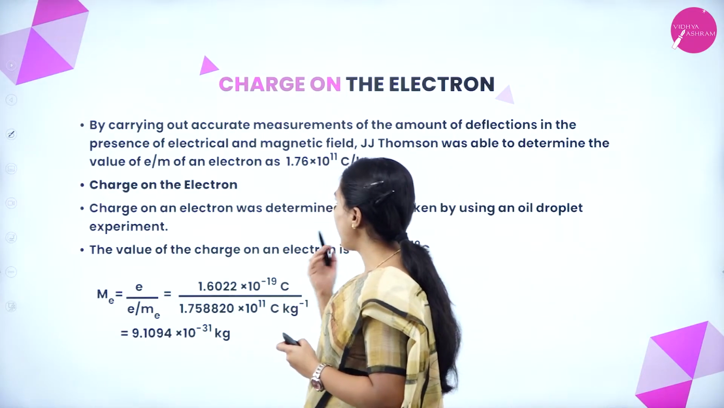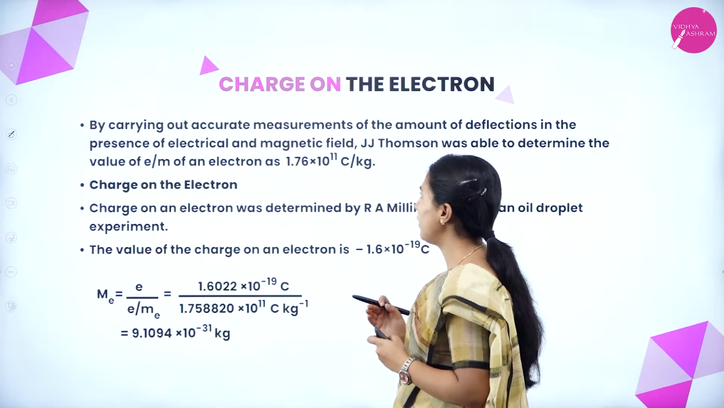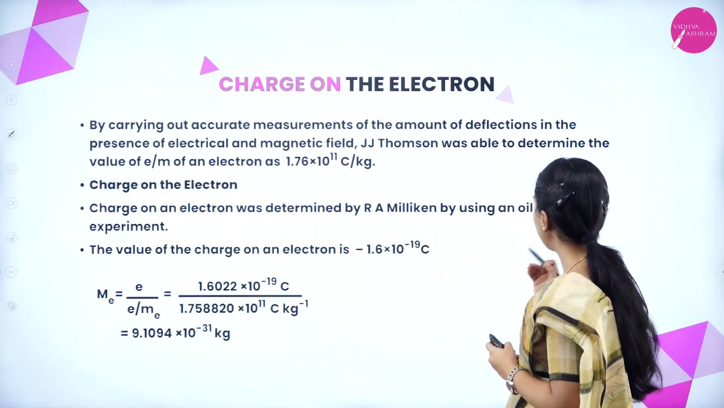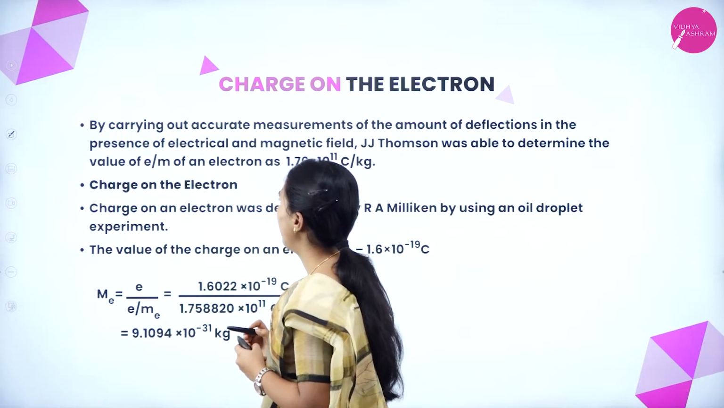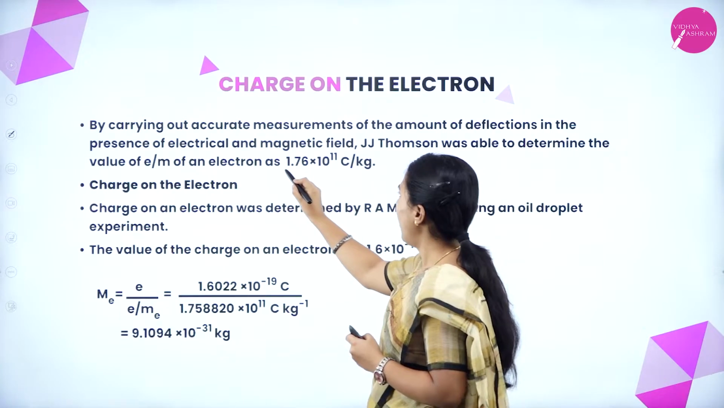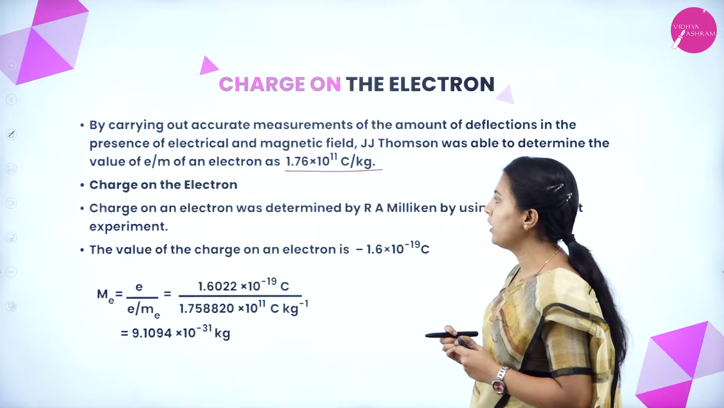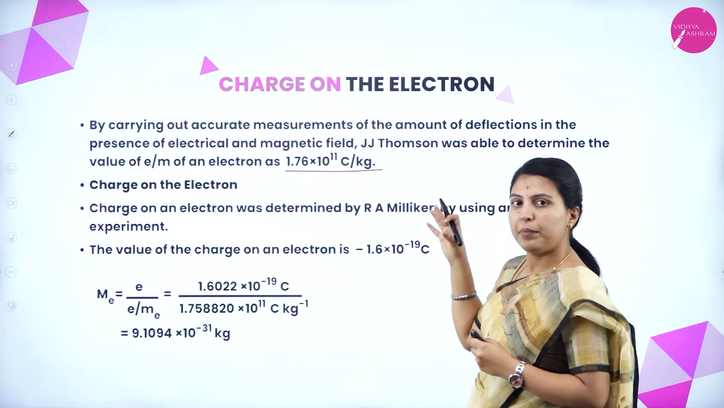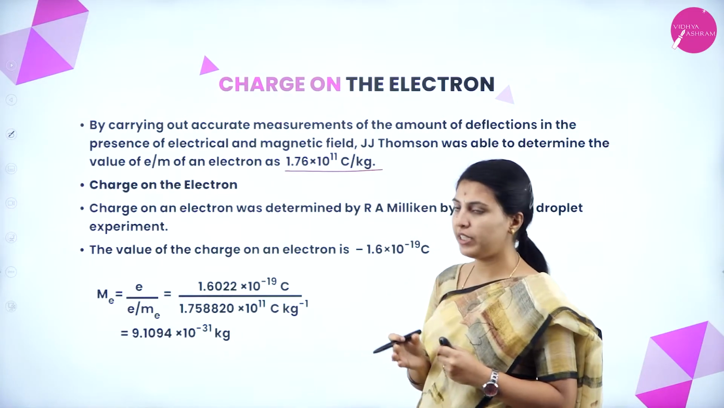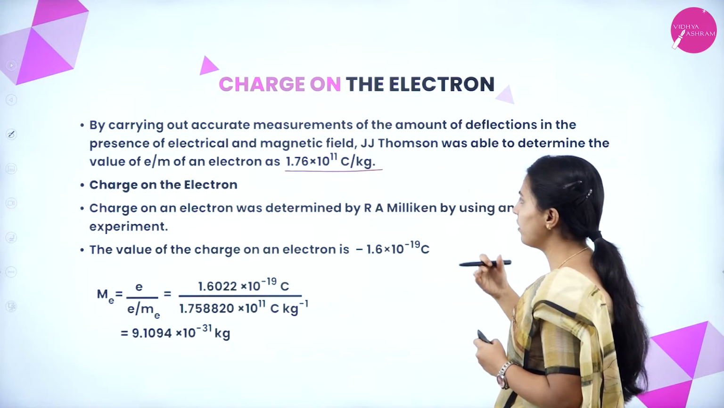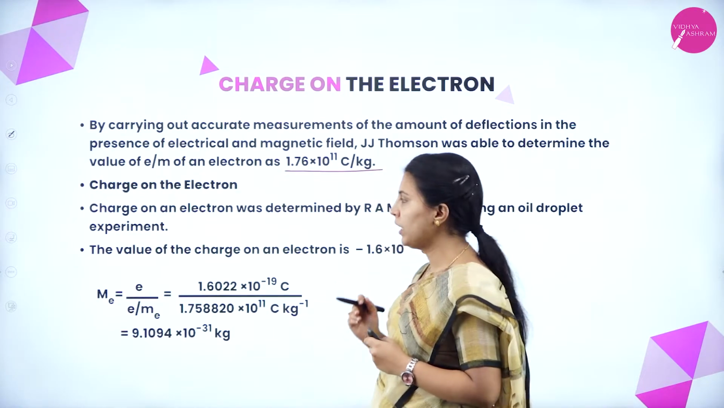By carrying out accurate measurements of the amount of deflection in the presence of electrical and magnetic fields, J.J. Thomson was able to determine the value of e/m of an electron, that is 1.76 × 10^11 coulombs per kg. J.J. Thomson, by carrying out all the experiments with accurate measurements, found the charge to mass ratio is 1.76 × 10^11 coulombs per kg.